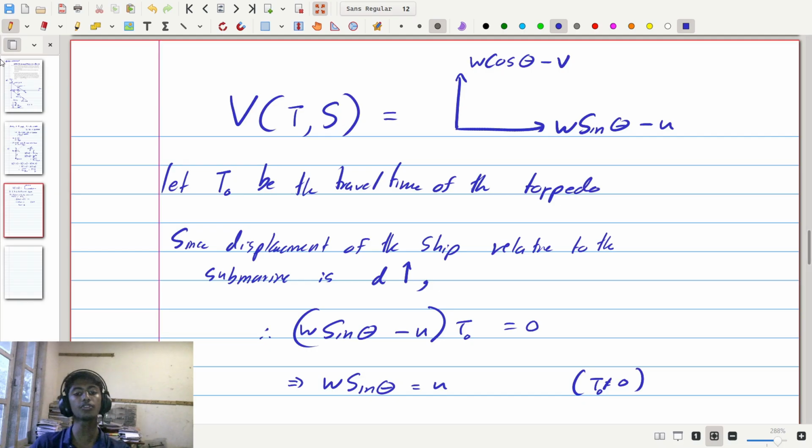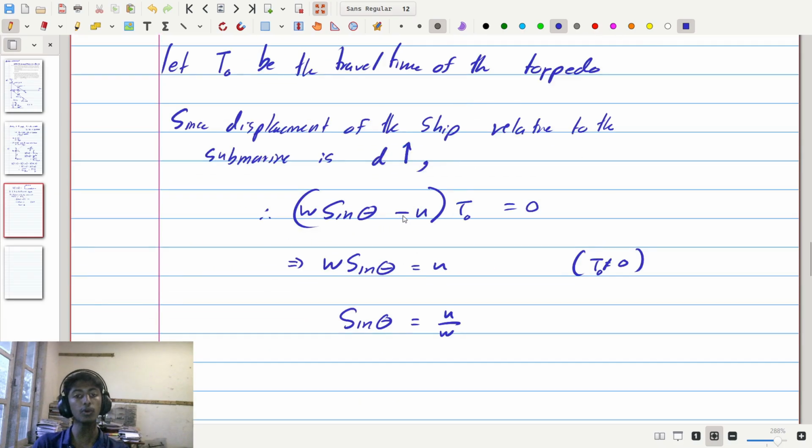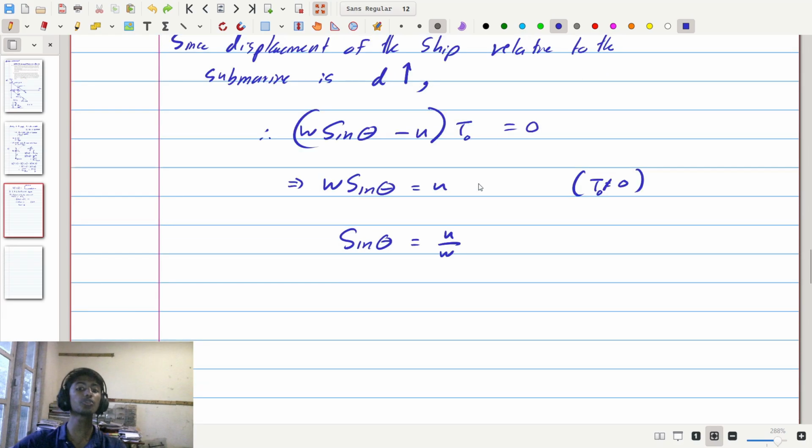So according to this, w sine theta minus u times t0, which is the horizontal displacement of the torpedo, must be equal to 0, leading us to sine theta is equal to u over w.